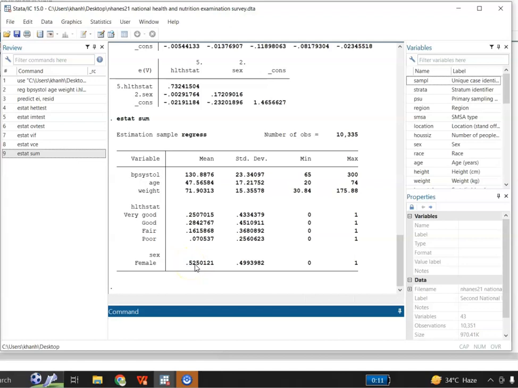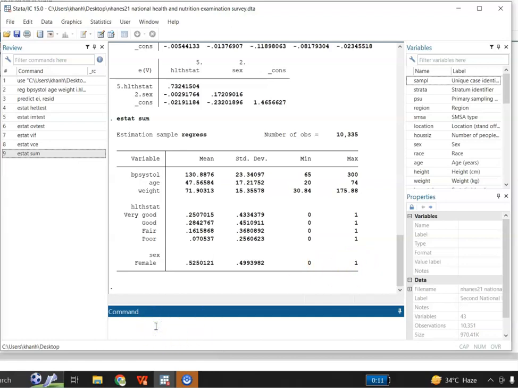So it means that 52% of the sample individuals constitute the female population in this. This is its standard deviation, and the 1 shows the number of females.